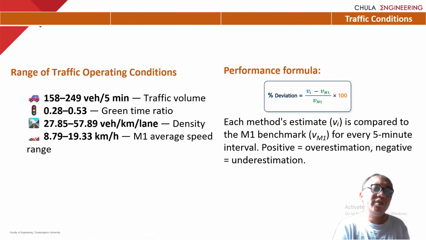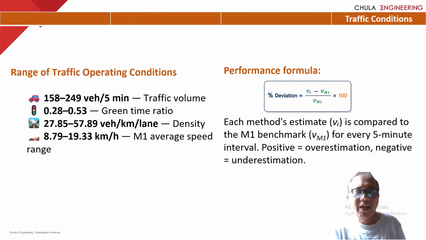For the operating condition of my study section, I found 158 to 259 vehicles for traffic volume, and the green time ratio was 0.28 to 0.53. The density varies approximately from 27 to 57 vehicles per kilometer per lane. Average speed ranges from 8.79 to almost 19 kilometers per hour.